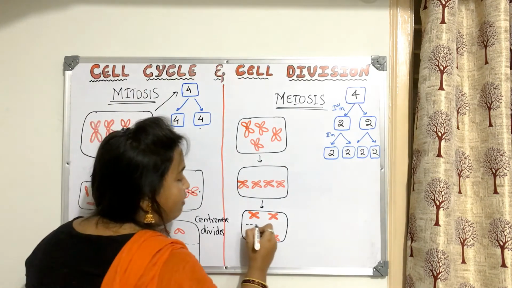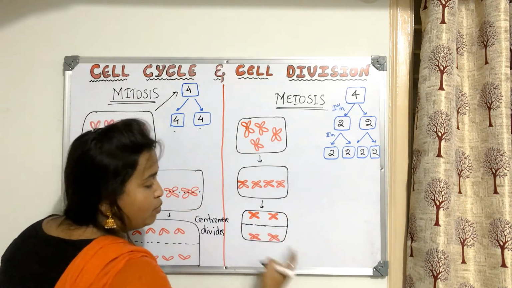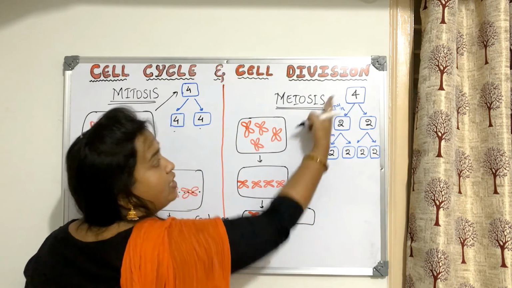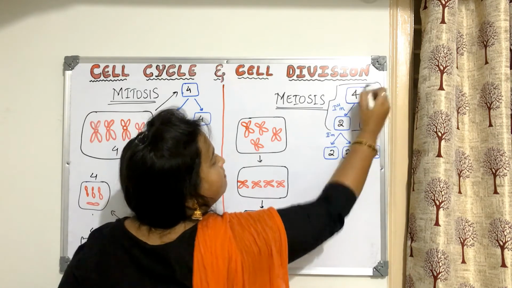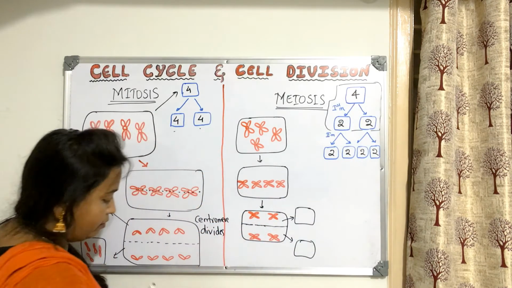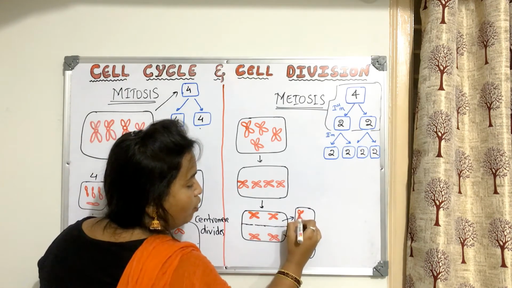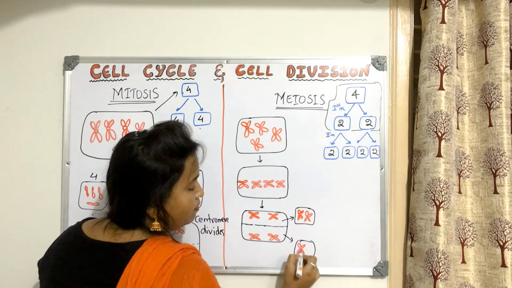Now what will happen? The cell will divide. Now this becomes one cell, this becomes one cell. If I show you what will happen at the end of first meiosis, I am showing only this much now. Till here. What happened now? It formed one cell, this formed one cell. Now how many chromosomes does this have? This cell will have 2 chromosomes. This will have 2 chromosomes.